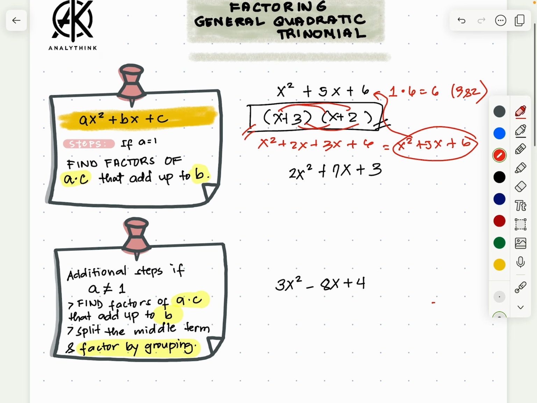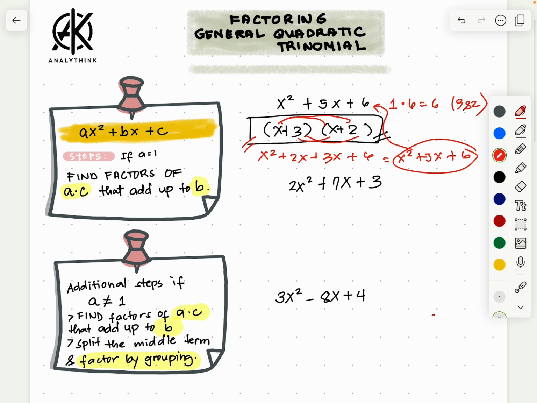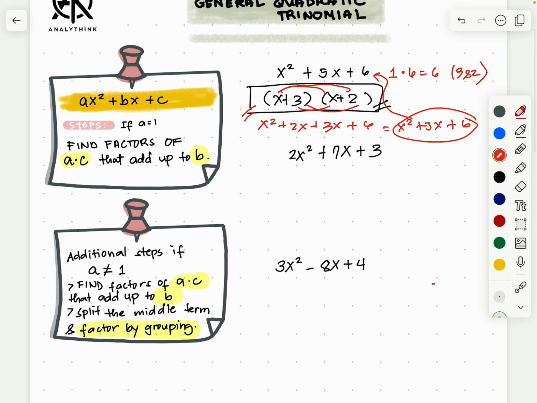Next, what if your a is not equal to 1? If your a is not equal to 1, you just need to add another process. At first, you multiply a and c. So this time, you have 2 and 3. 2 times 3 is 6. And then think of factors of 6 that, if you add up, would result to 7.